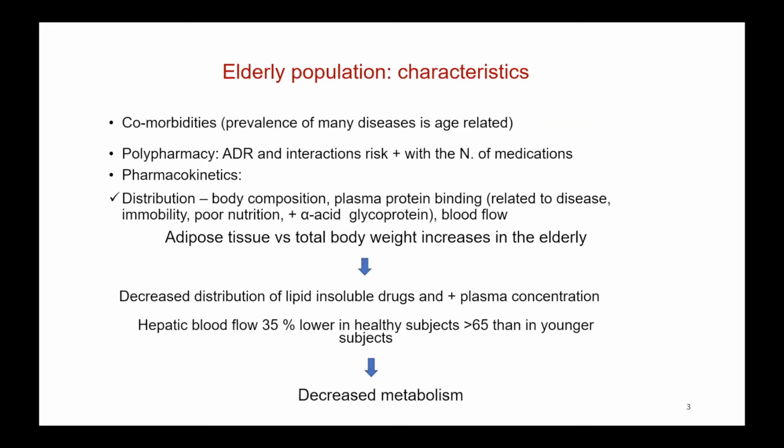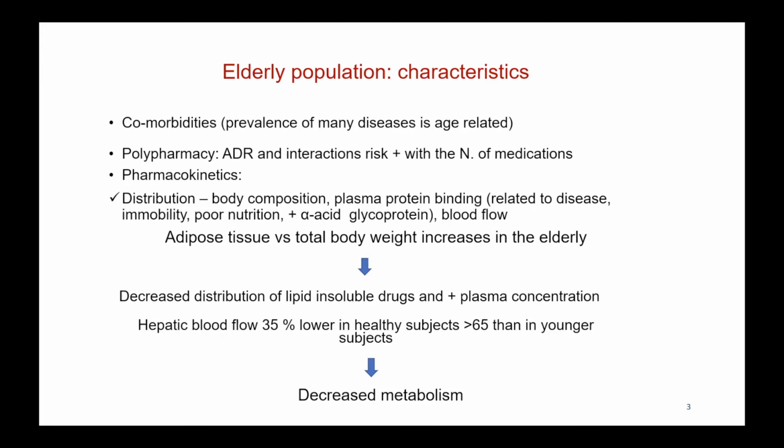So why are the elderly different from the general population? Because of the comorbidities, and we know the prevalence of many diseases is age-related. Therefore, they tend to take a number of drugs that increase the risk of suffering from adverse reactions and, of course, drug interactions. But also the pharmacokinetics is not the same. For example, the adipose tissue versus the total body weight is increased in the elderly. Therefore, the distribution of hydrophilic and lipophilic drugs is not the same as in the young population, and the same is for the plasmatic concentration.